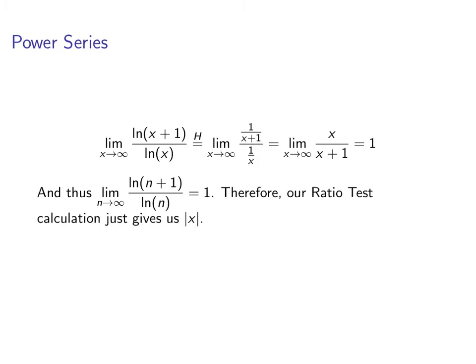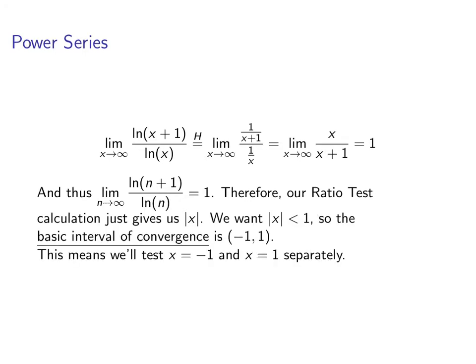So if you go back to our ratio test calculation, we're just going to get absolute value of x because the other two fractions are going to 1. Now we want absolute value of x to be less than 1. So that's going to give us a basic interval of convergence of -1 to 1 that's open. I'm kind of making up this term, basic interval of convergence, but I think it's pretty useful. It's talking about the open interval of convergence that we get just from our ratio test or root test calculation before we test the endpoints separately.